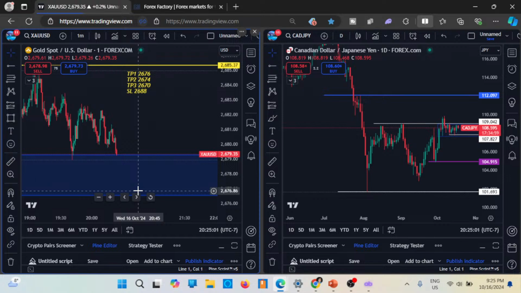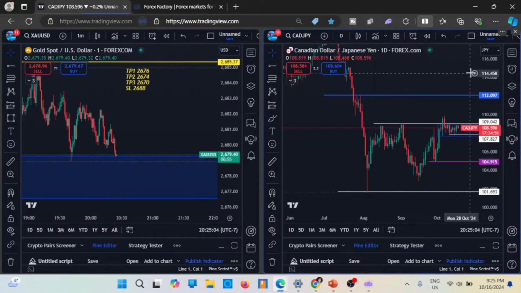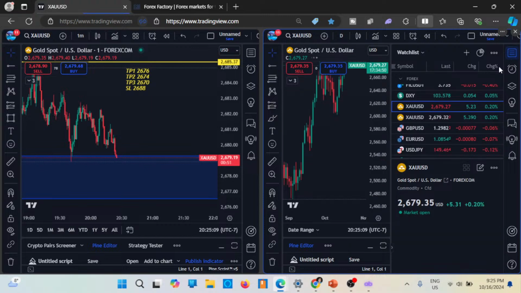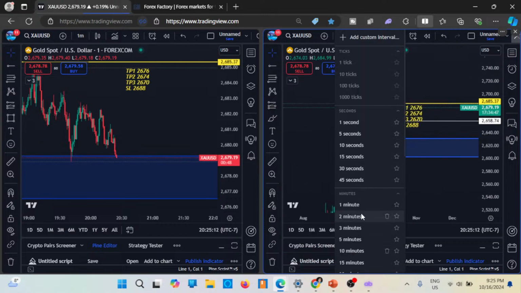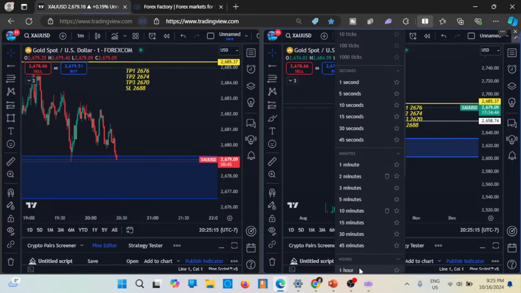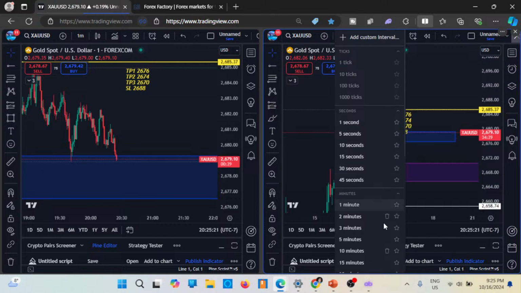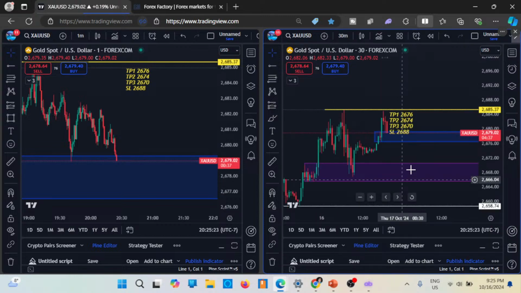Okay, so it's currently, let's actually go back to gold one more time. Before I continue with CAD JPY, let's just check out gold right now. Let's check out 1 hour. Okay, we know that on the 1 hour we're bearish. It's coming down. Now let's see 30 minutes.